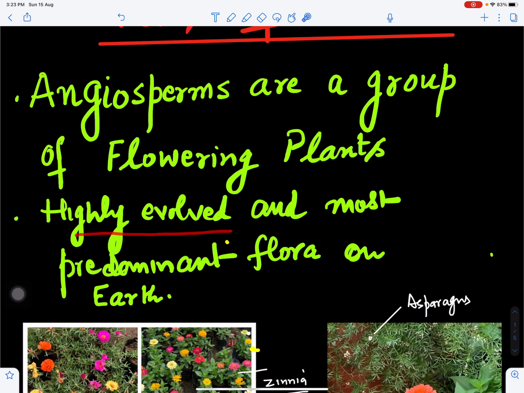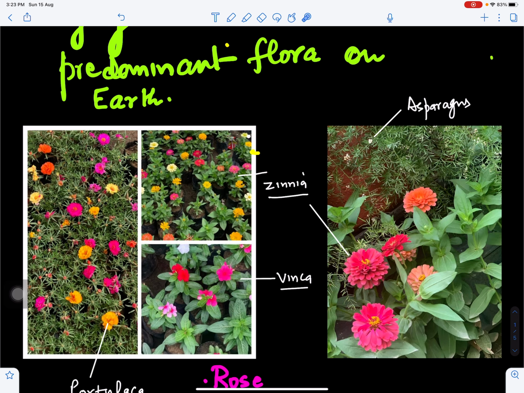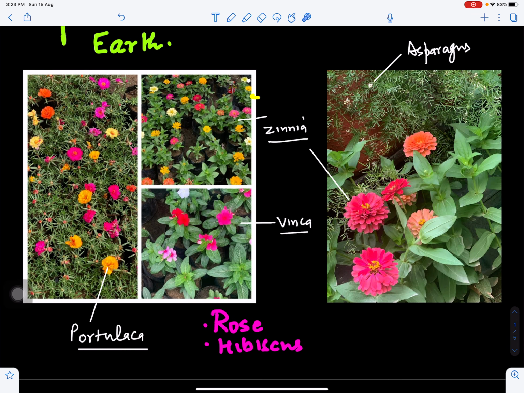Now, angiospermic plants are divided into many families. There are different families and they bear flowers. Now, we can see some pictures of flowers. This is zinnia flower, this is vinca, this is portulaca. Then we have rose, hibiscus, daisies, pansies. So there are many angiospermic flowers, and this is the flower of asparagus.